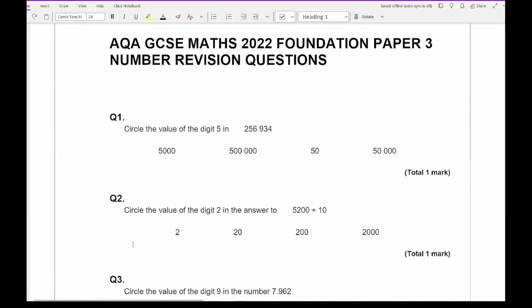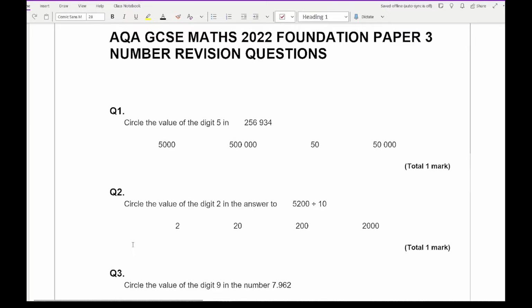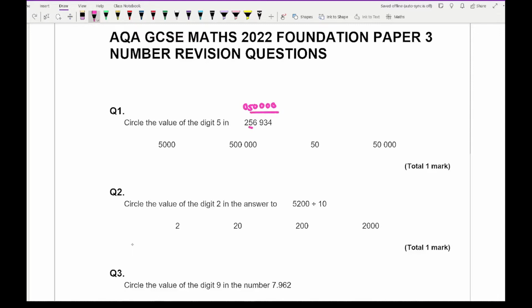So looking at question 1, which looks at place value, it says circle the value of the digit 5 in 256,934. So looking at this, one tactic you could easily use in these particular questions is to first of all write the 5, which is what we're wanting, and then just change every other digit into a 0. So that then becomes 50,000, which is our last option.